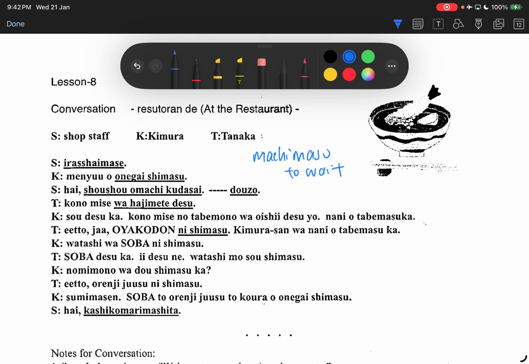Then P says, この店は初めてです。初めて, any idea? Remember the 初めまして? 初めまして means good to see you for the first time. So 初めて means first time. So この店は初めてです. So this shop is my first time です. Right? This shop first time です.